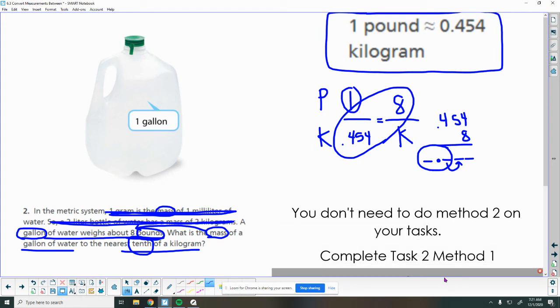Okay, so when you're doing your tasks on Ed today, you do not need to do method 2. So once you get to method 2, you can just go on and come back to the video and do task 3 with me. So go ahead and pause the video and complete task 2, just method 1 here.